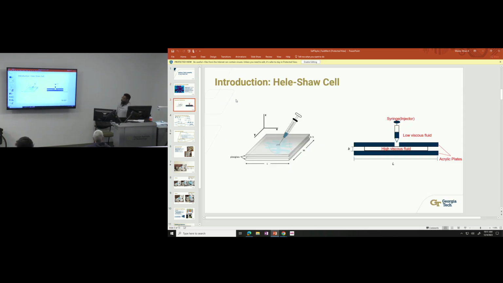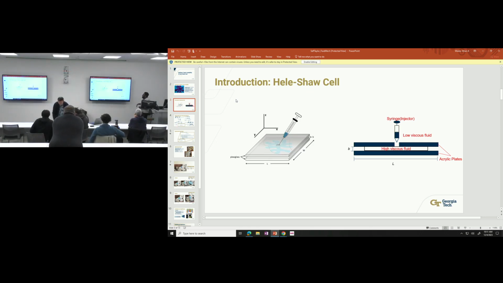To explain the Hele-Shaw cell I created, you have two plexiglass acrylic plates, and in the middle of them is the high viscosity fluid, which is glycerol in this case, and they have what is considered a very large length compared to the space in between. Then you inject your low viscosity fluid into the high viscosity fluid, and that's what creates the Saffman-Taylor instability.